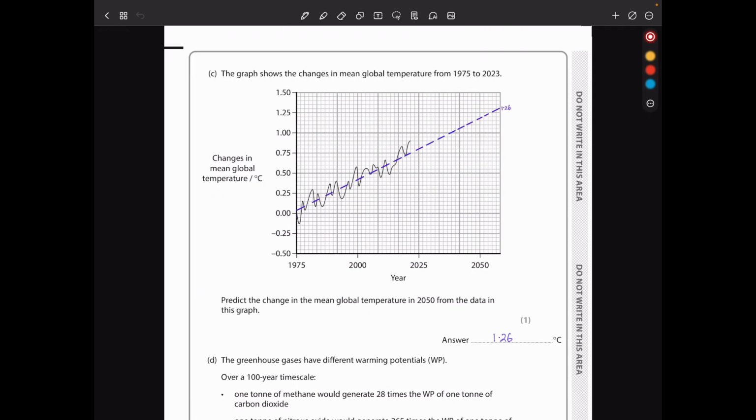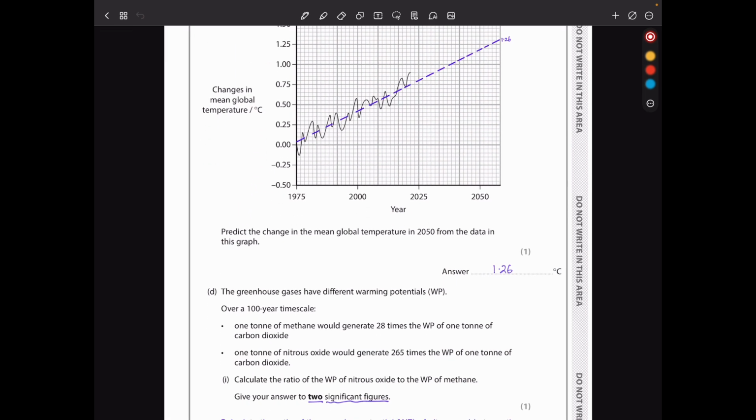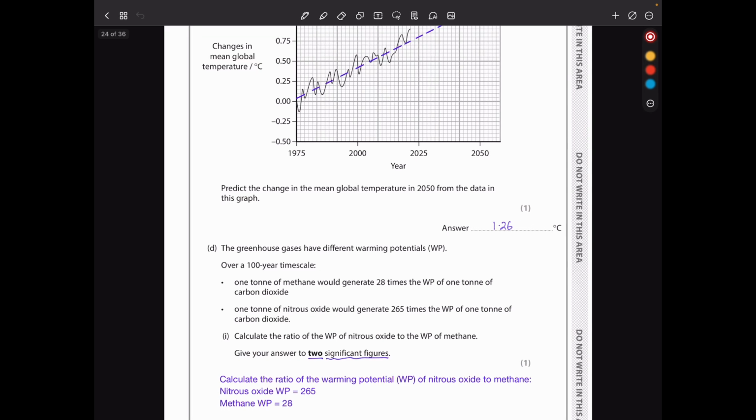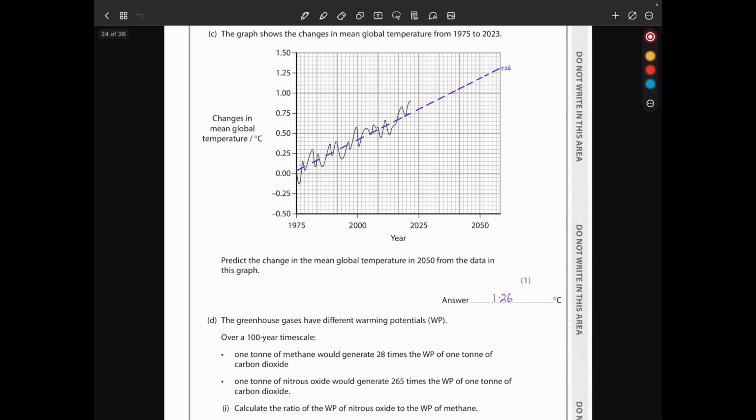In part C, they say the graph shows the changes in mean global temperatures from 1975 to 2023. On the vertical axis, we see the changes in mean global temperatures, and down here we see the time in years. Of course, the relationship is a fluctuating one, but overall we see there is an increase. They say predict the change in the mean global temperature in 2050 from the data in the graph.